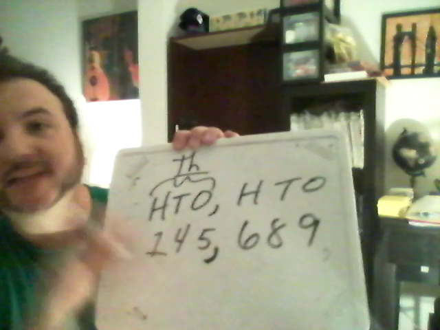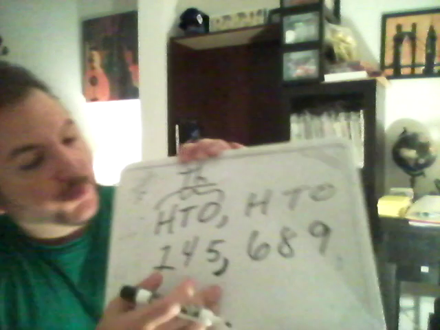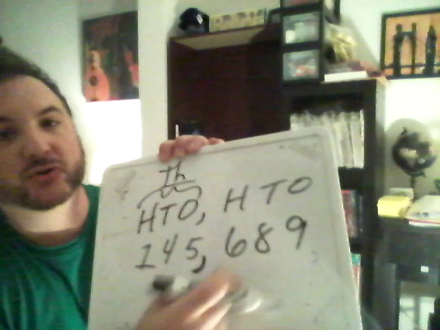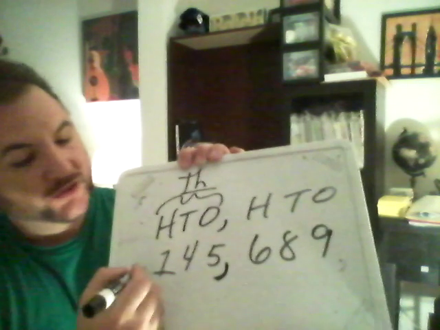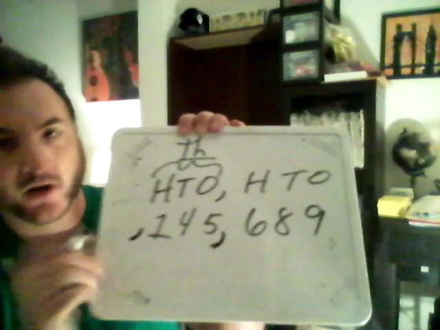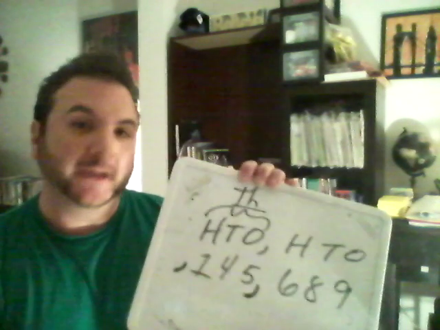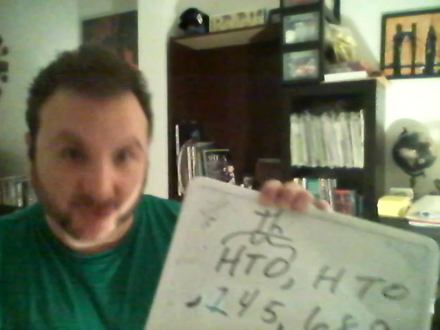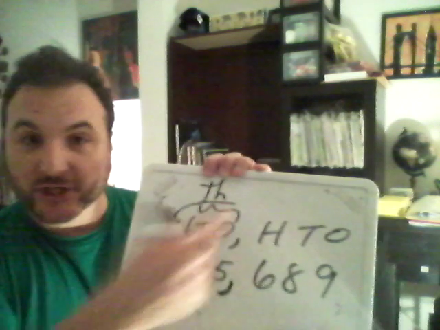Now, I will tell you this. I don't want to get into it right now. But every 3 digits that you go to the left, you're going to put another comma. So naturally, there would be another comma here for the next group, which would be the what? Anybody know? The millions group. And the HTO stays the same.